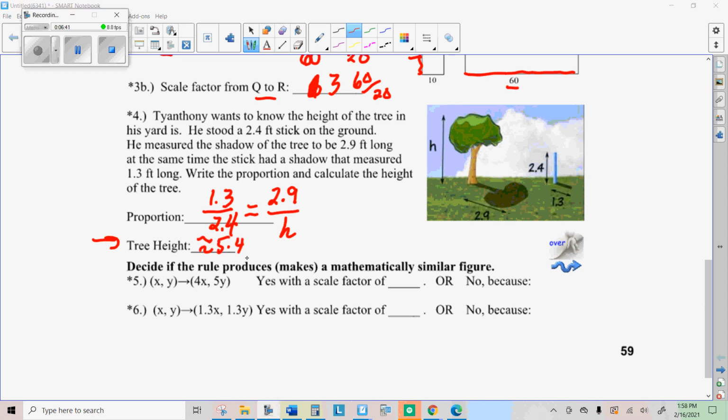I got about 5.4 for that one. I had to round it. Okay, I'll let you go and figure out number 5 and 6. Just say yes or no and why, and then you can check with your answer.